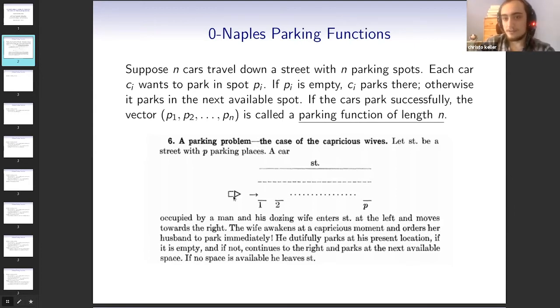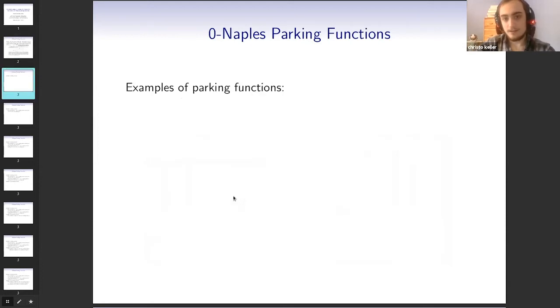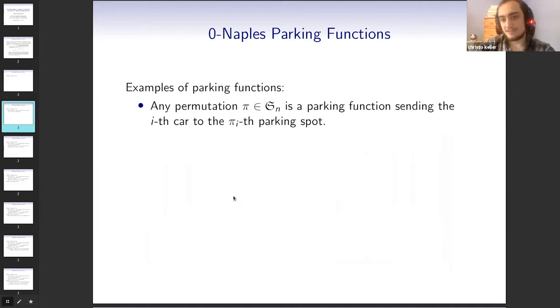if there is one. So if the cars are able to park successfully, the list of parking preferences, the spots the cars wanted to park in, is called a parking function of length n. They have some examples. So for example, a permutation is a parking function. If each car wants to park in a different spot, as each car comes in, its spot will be open because no other car ever wanted to park there, and every car before it has been able to park successfully. So each car, the ith car, will park in the pi ith parking spot for a permutation pi. The cars park, so it's a parking function.